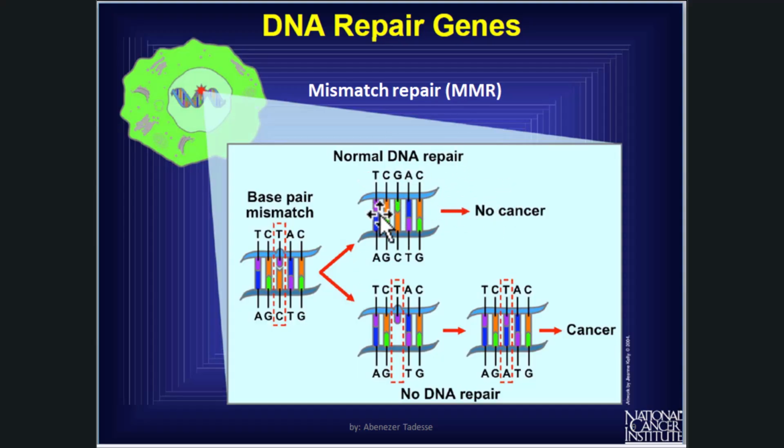But in the case where the DNA repair genes are non-functional, it cannot correct the error. So this leads to the development of cancer. This is normally a typo error, but they cannot fix the issue, and the cancer will continue to grow.